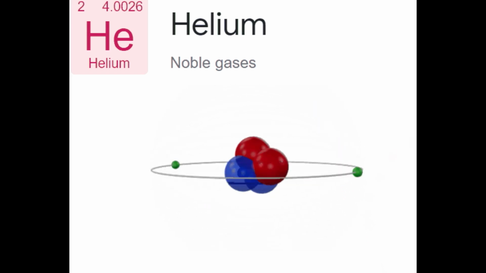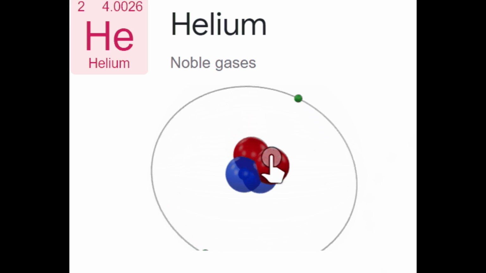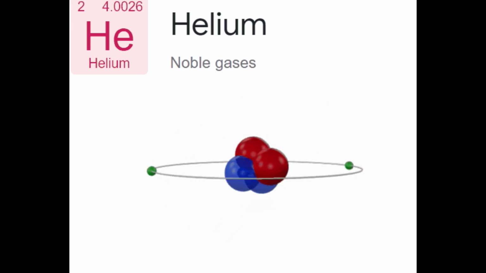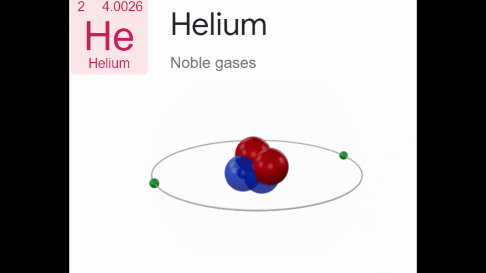Helium is a chemical element with the symbol He and atomic number 2. It is a noble gas, which means it belongs to group 18 or group 8A of the periodic table. Helium is the second lightest and second most abundant element in the universe after hydrogen.